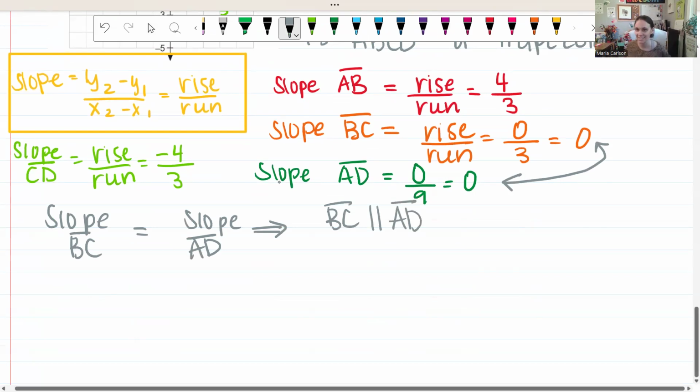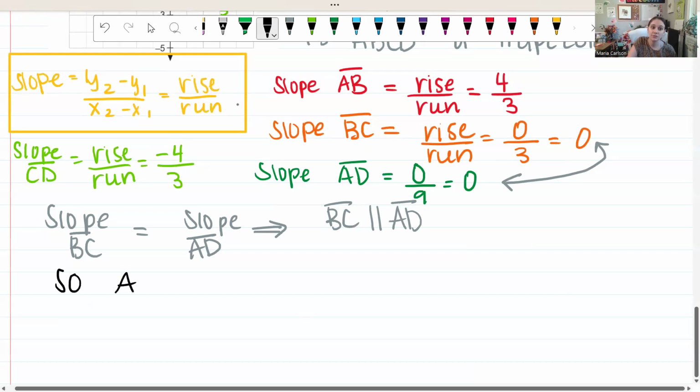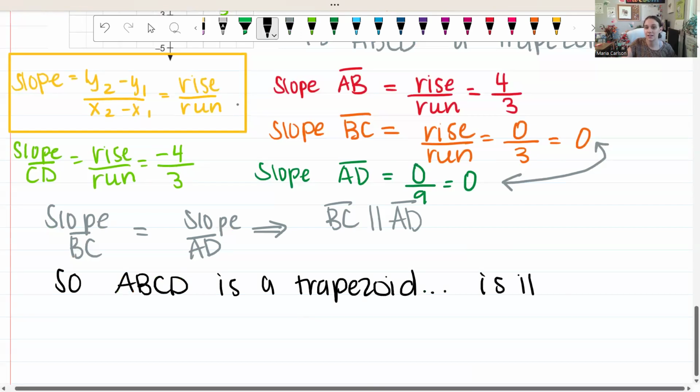Why is that important again? Well, we know that CD and AB are not parallel, but these two are. So we have one set of parallel sides. So ABCD is a trapezoid, because we have this one set of parallel sides, BC and AD. Now I just need to show, is it isosceles? Are those two legs congruent?